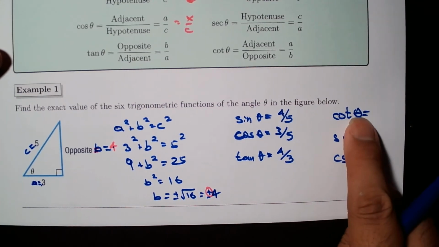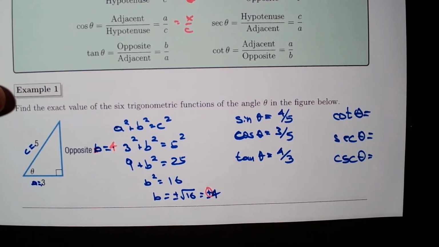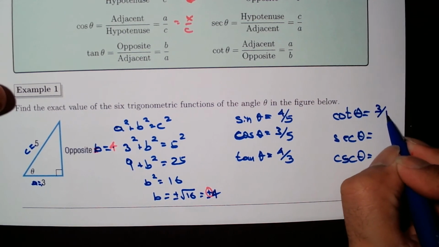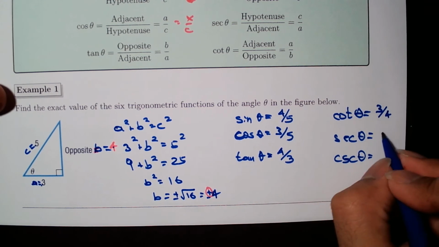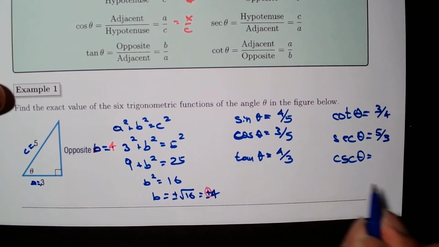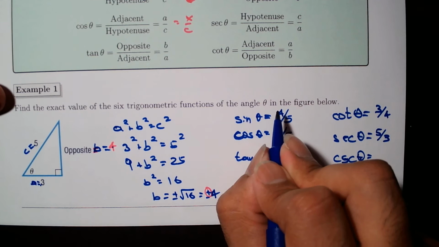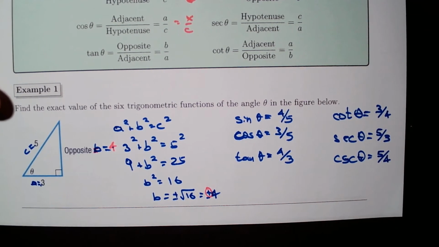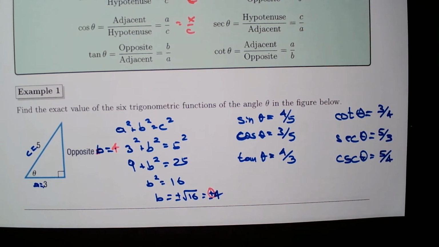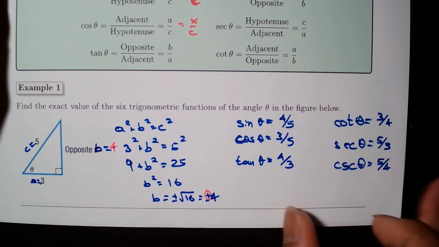Then cotangent, secant, and cosecant. Keep in mind that cotangent is the reciprocal of tangent, so that has to be 3/4. Secant is the reciprocal of cosine, so that is 5/3. And finally, cosecant is the reciprocal of sine, which is 5 over 4. Those are the six trigonometric functions for this right triangle.